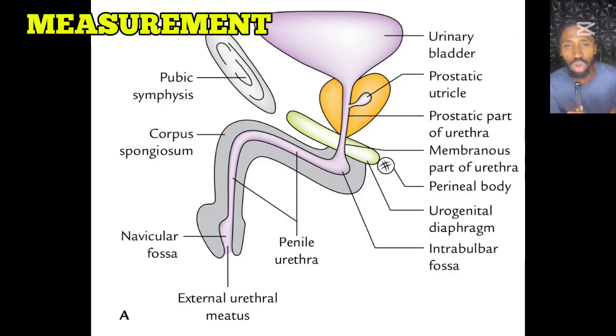So we have discussed the introduction, the extent or the course, the length, and now the shape. But for female, it doesn't have any shape. It's just a long continuous tube. Now the next part is for male.